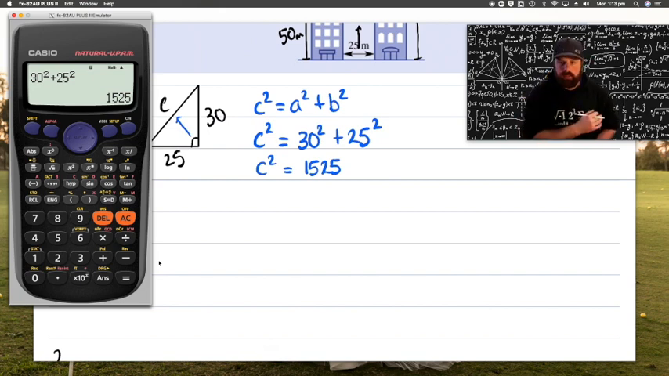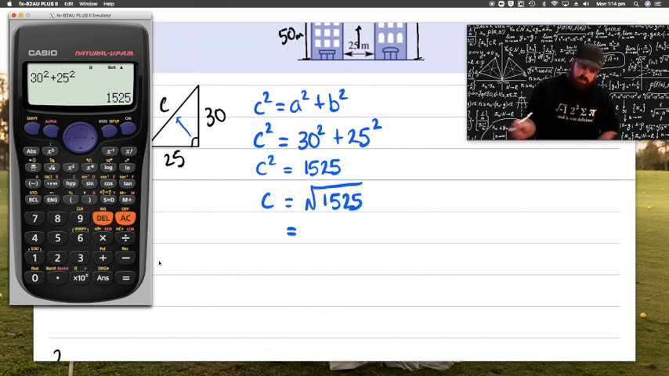Now, this is the part where I want you to pause and ask, does this seem reasonable? If you stopped here and said this is your final answer, what you're saying is that the cable length is 1,525 meters between two buildings that are only 25 meters apart. That doesn't seem reasonable. So our final step is, remember, we need to square root it. So the square root of 1525 is equal to, let's go back to our calculator, the square root of 1525.